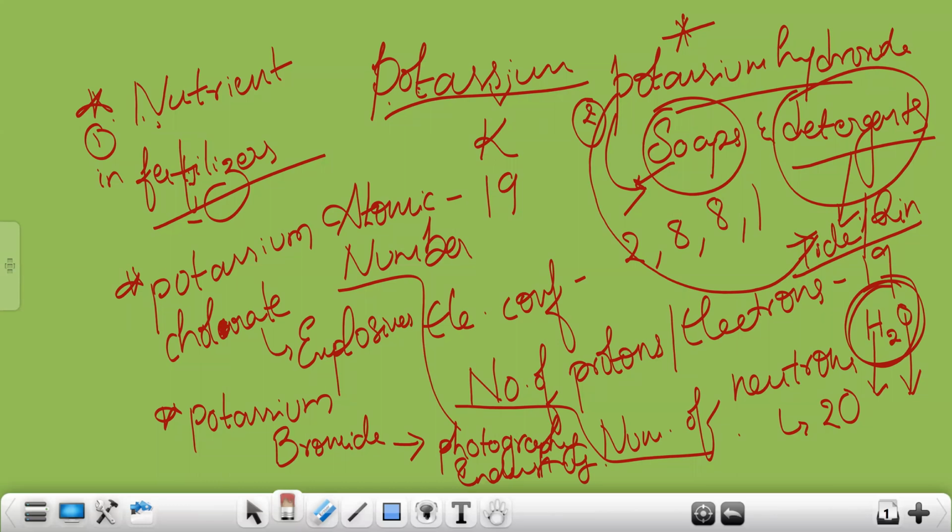Okay, so potassium is also used as a nutrient in fertilizers. Where are fertilizers used? In agricultural fields, for plants, for agriculture purposes, in order to get a good crop.